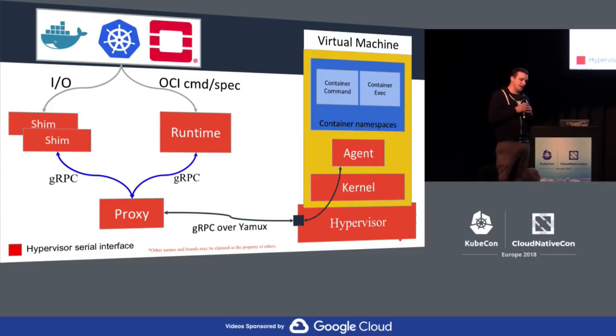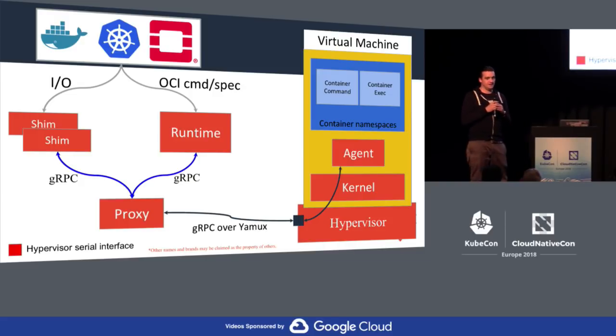We need a few shims, well, not actually a few shims, but one shim per process running inside a Kata container. Why do we need a shim? There's already a few shims in the container ecosystem for containerd and so on.